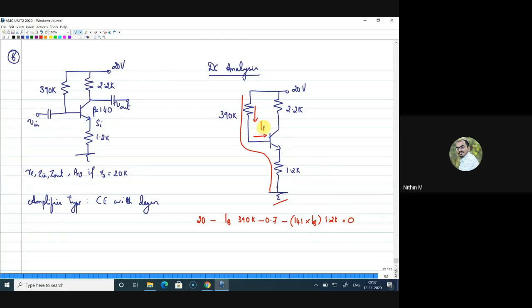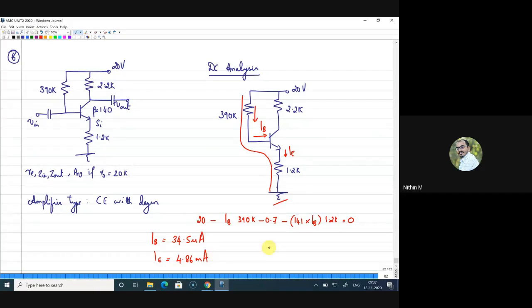I hope you are getting this. This is IB and this is IE, and the relation of IB and IE is beta plus 1 times, right? So if you solve this, you will get IB as 34, right? Yeah, 34.5 micro. That will give you a value for IE as, what is IE value? Yeah, this 4.86 milliamps. You can evaluate IC also.